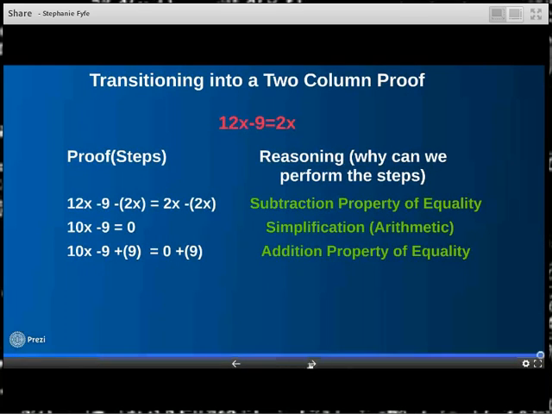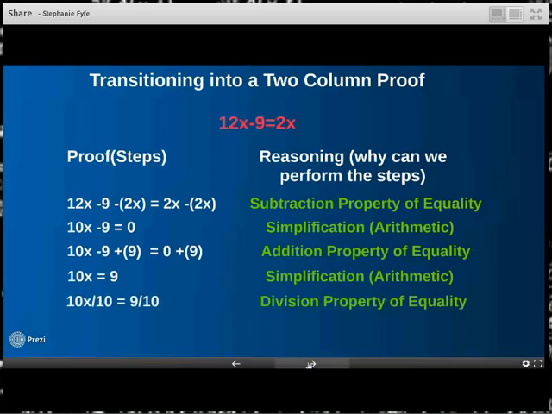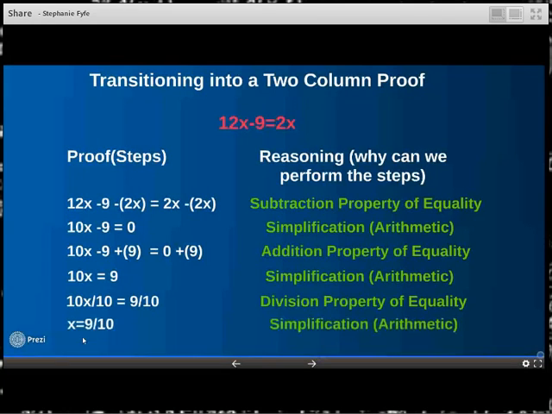I'm going to simplify again. And finally, I'm going to divide out that 10 because I know I can do it from the division property of equality. And that gives me my answer through simplification. So the steps work exactly the same.